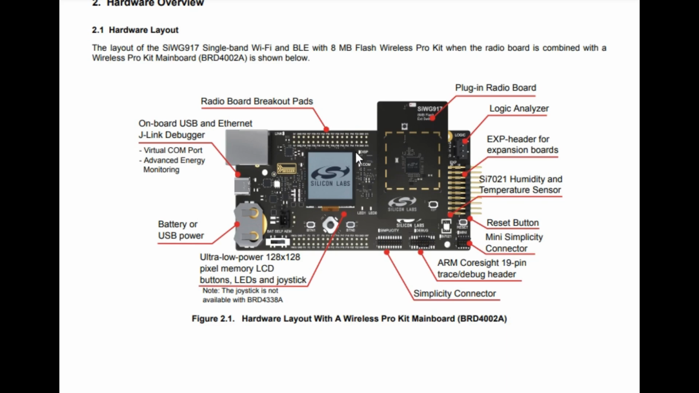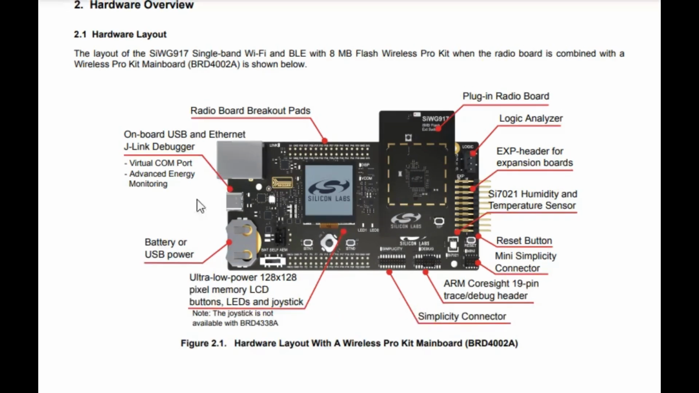and the very important feature of this particular combination of baseboard and daughter board, especially the baseboard, is the baseboard has onboard debugger, okay, which you can see here. It is called a J-Link debugger, and you can actually debug the daughter board that is connected here. So the debugger can be used to debug your daughter board.